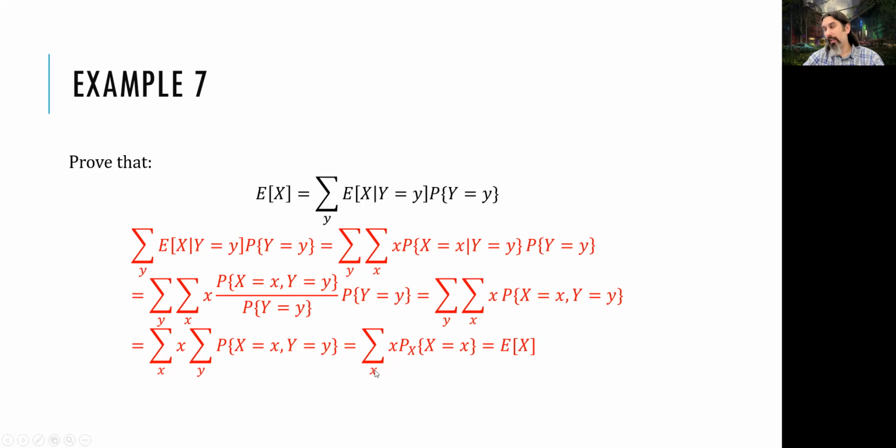Now what you have is summing over x times margin of x. Okay, this is the formulation for expected value. So this is going to be equal to EX. Once we can see that EX is equal to this one.